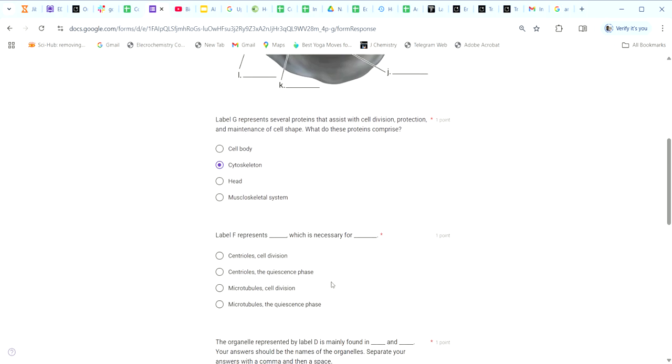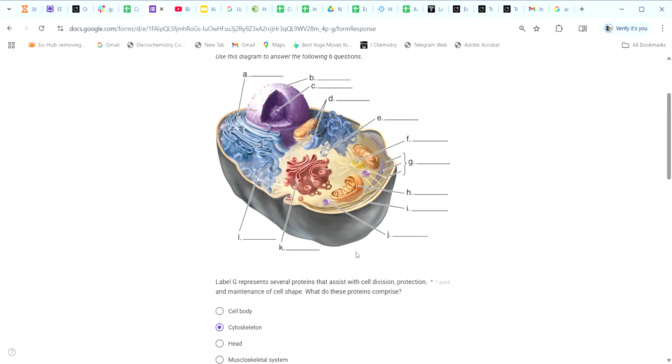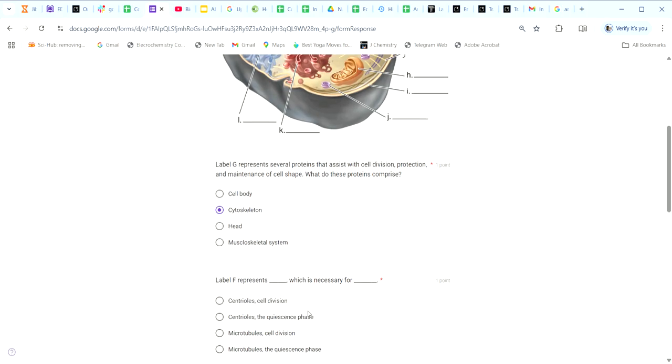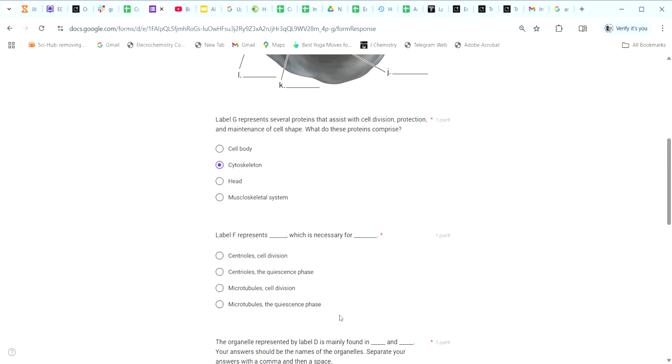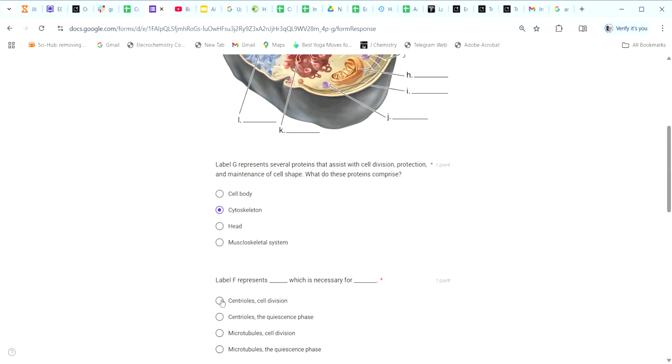Next, level F represents which, and that is necessary for what? Level F, yes, this part. So level F, what is this? Okay, I can guess it. I think the options are centrioles, cell division, centrioles, the quiescence phase, microtubules, quiescence phase. So I think it is centrioles, and which is necessary for cell division. Yes, I think this is the correct answer.